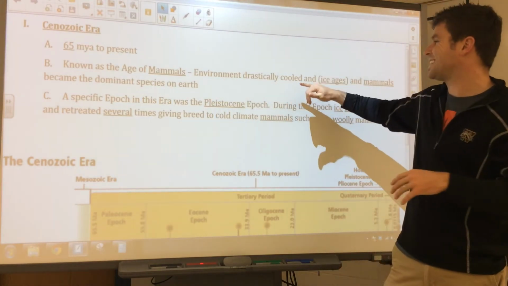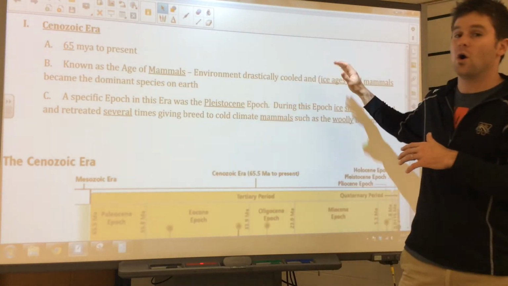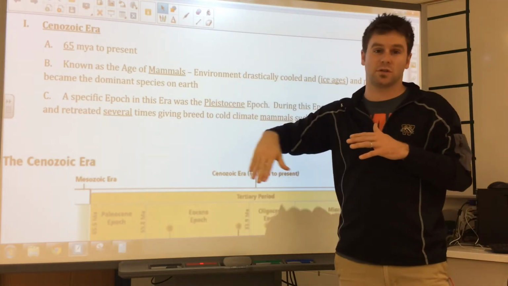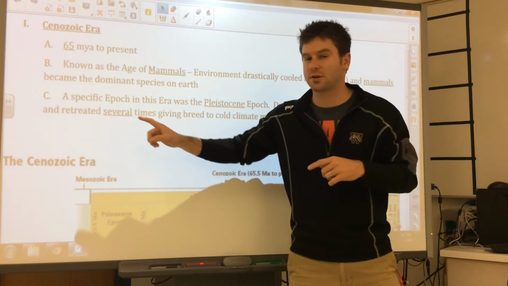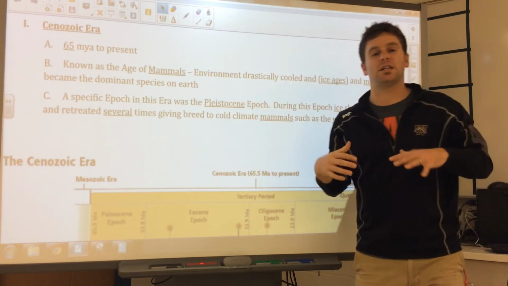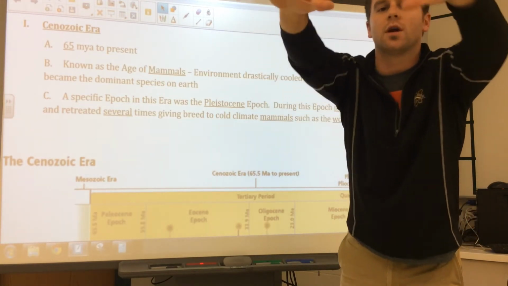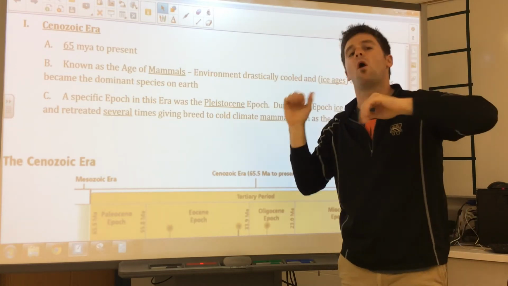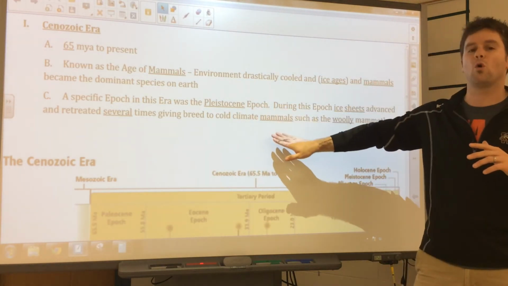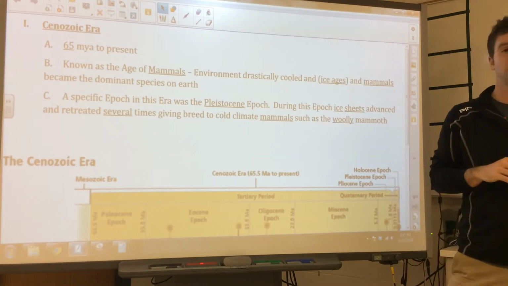Right? The environment drastically cooled, and there were ice ages, and mammals became the dominant species on Earth. We had many different ice ages, and because of the ice ages, mammals began to become dominant. Specifically during the Pleistocene epoch, ice sheets advanced, right? So it got colder, and then they retreated, and it got warmer, and then it got colder, and then warmer, and then colder. So there were multiple ice ages throughout this epoch, and that bred a very cold climate. So mammals that could survive in cold climates thrived, like the woolly mammoth.